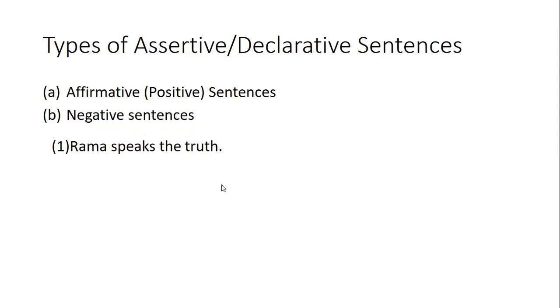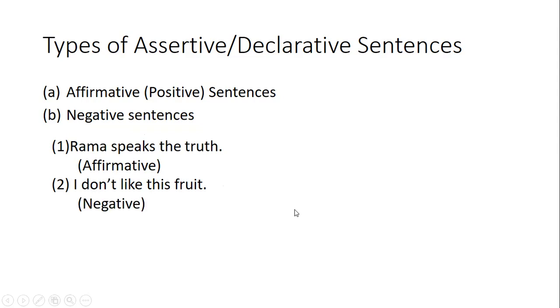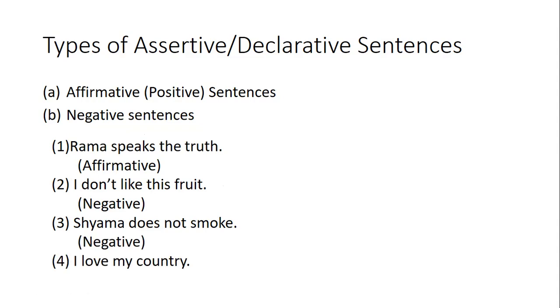Next up here is, I don't like this fruit. Negative sentence. Shyama does not smoke. Negative sentence. I love my country. Affirmative, positive sentence. Assertive and declarative statements are further divided into affirmative, that is positive sentences, and negative sentences.